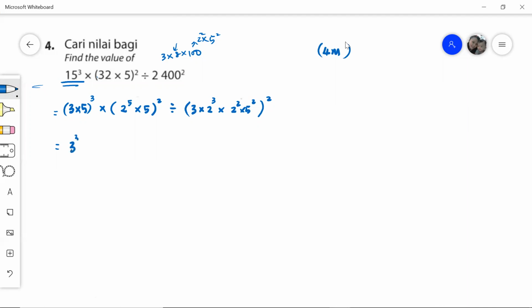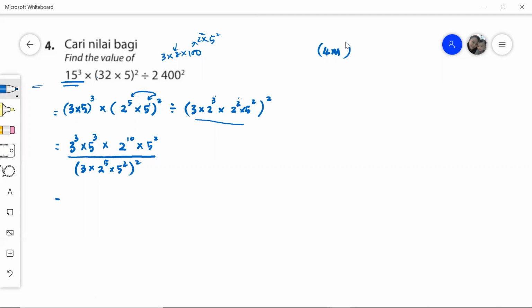So we have 3 to the power of 3 times 5 to the power of 3 times 2 to the power of, don't forget to bring in the index into each and every item. So 5 times 2, we got 10, times 5 to the power of 1 times 2, so we got 2 here. And then divide. I prefer to write in fraction form. So let's simplify what is inside the bracket first. We have 3 times 2 to the power of 3 plus 2, so 2 to the power of 5, and then times 5 to the power of 2, and then raised to the power of 2.